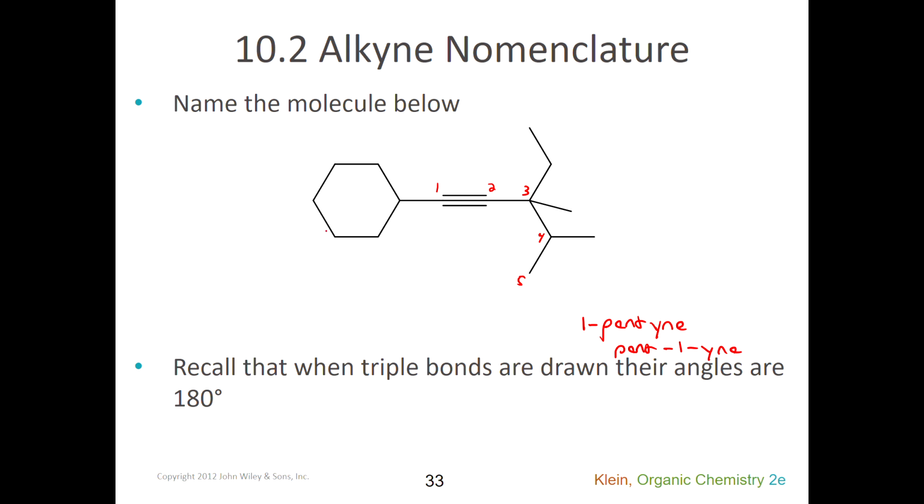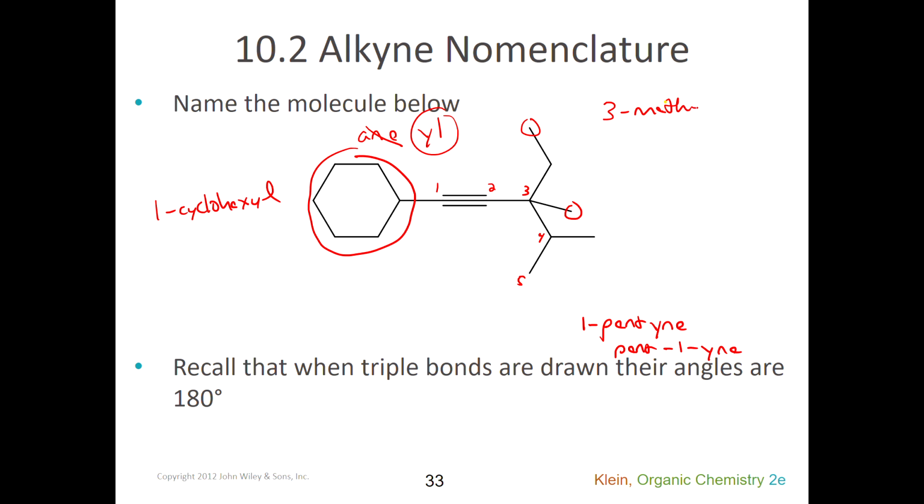On carbon 1 I've got a cyclohexane, but it's not part of the parent, so I'm not using the -ane suffix, I'm using the -yl suffix, right? It's a cyclohexyl group. So I've got a 1-cyclohexyl. On carbon 3 I've got a methyl and an ethyl, so I've got a 3-methyl, a 3-ethyl. On carbon 4 I've got another methyl. So these two can be combined together.